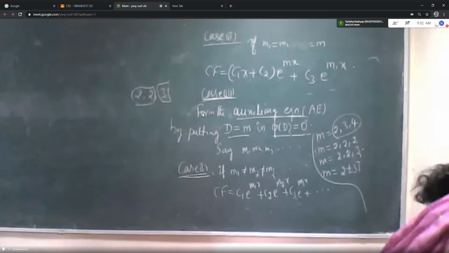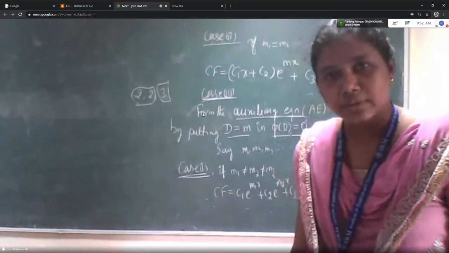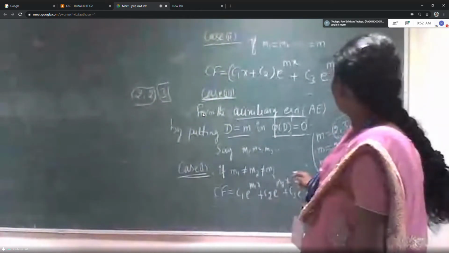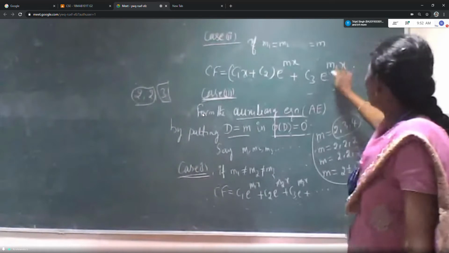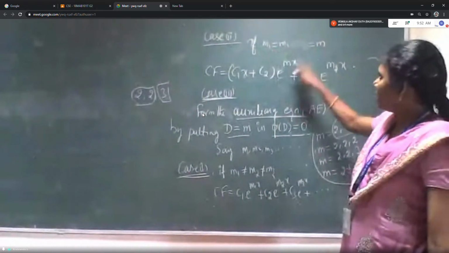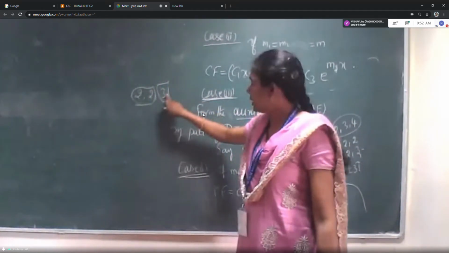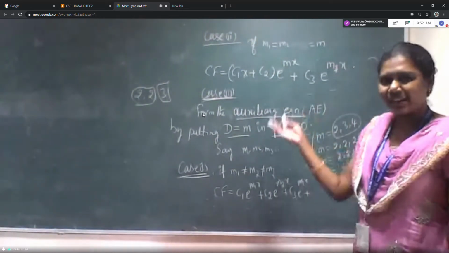Ma'am, is it C3 e to the power m1x or is it m x? It is m3 actually, because M1, M2 equal to M are used here. M1, M2 equal to M, and the third root is m3. Okay, this is the general concept.